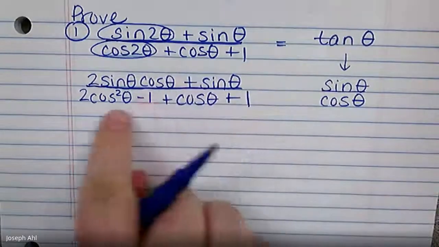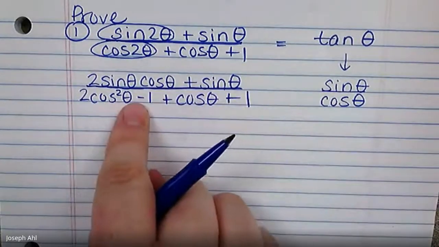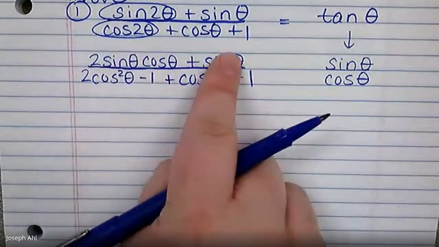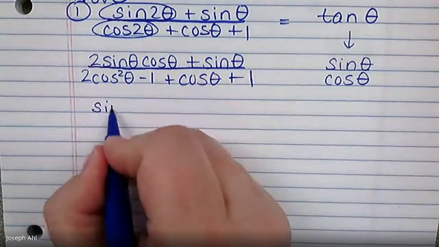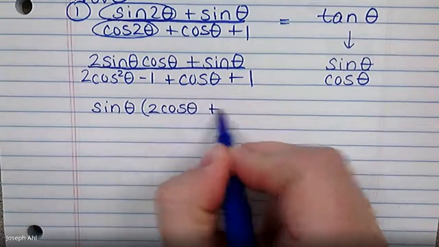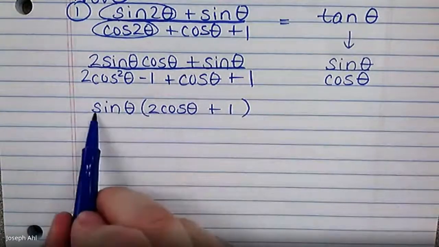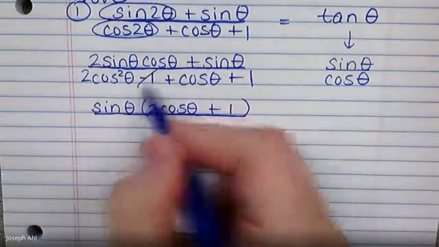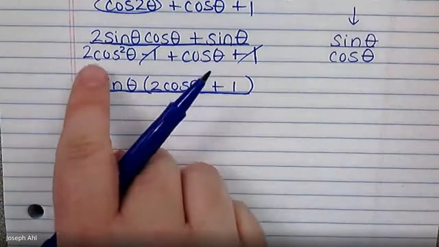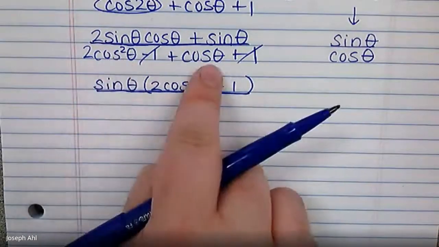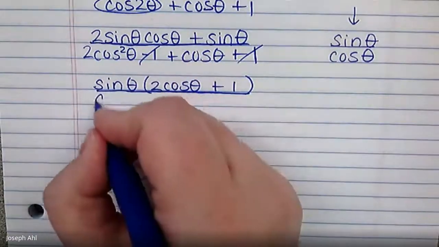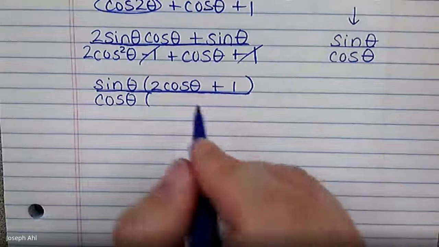Okay, so I chose the identity that only had cosines in it, and now I'm going to start doing some other algebra steps, including taking out a sine on top as a GCF, which leaves you with 2 cos theta plus 1. On the bottom, 1 and minus 1 would cancel, so those are gone. And notice how the remaining terms, 2 cos squared plus cos, have a GCF of cosine. So if you take out a cosine theta, let's see what that leaves us with.